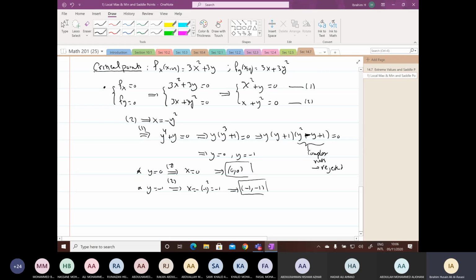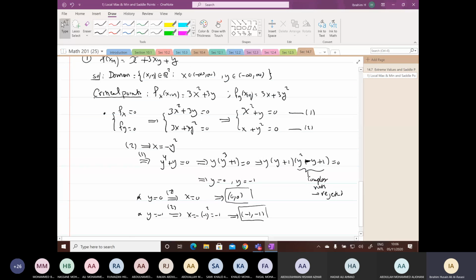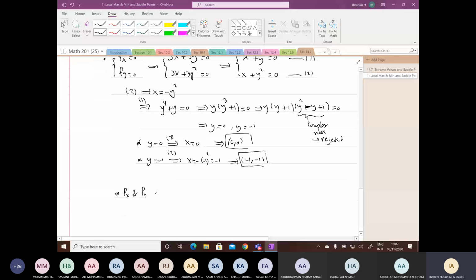Okay. Are there critical points of the second type, i.e. points where f sub x and f sub y do not exist? No. Notice f sub x is just a polynomial in two variables. F sub y is a polynomial in two variables. I can substitute any real number for x and y. So f sub x and f sub y exist for all points x, y. So there are no critical points of the second type. There is only a critical point of the first type. We have two critical points.